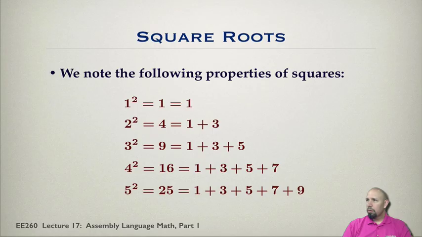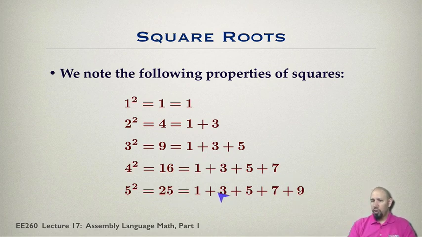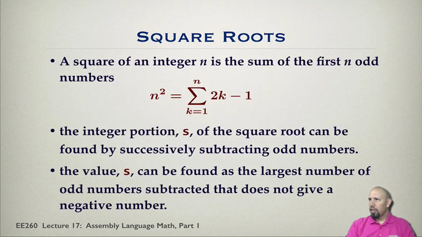When we talk of roots, the first thing we come to is square roots. It turns out here are some properties of squares. 1 squared is equal to 1. 2 squared is equal to 1 plus 3. 3 squared is equal to 1 plus 3 plus 5. 4 squared, you can go through and show, is 1 plus 3 plus 5 plus 7, and so forth. You can go through and show that the square of an integer, n, is the sum of the first n odd numbers.